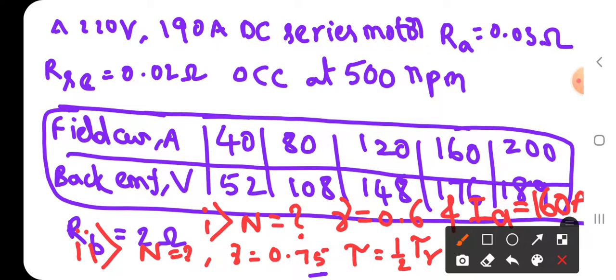Yes, this is the problem. Now let us solve this problem. Yes, the motor is a series motor. It is not a shunt motor. Magnetization characteristics are given at 500 rpm. Okay. The first one is you need to find out the speed at duty ratio of 0.6 and motor current of 160 amperes. That means at 160 amps you need to find out the back EMF.